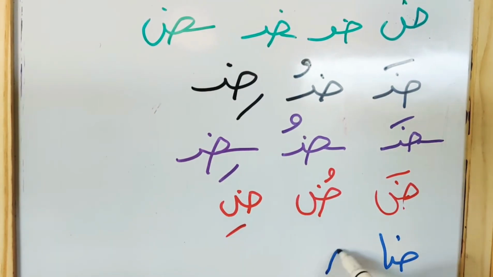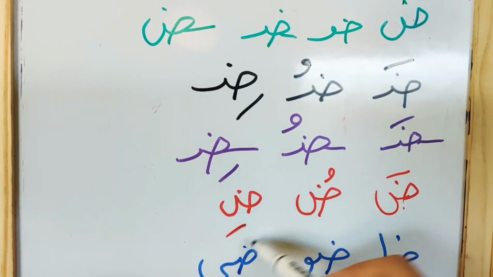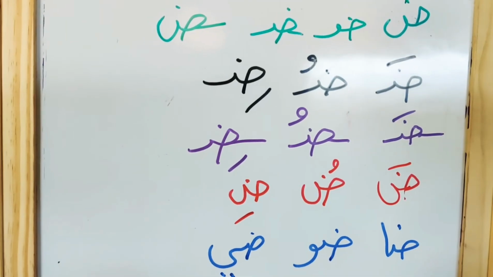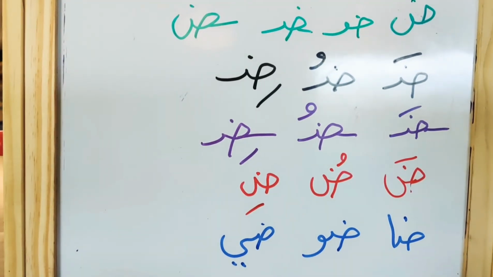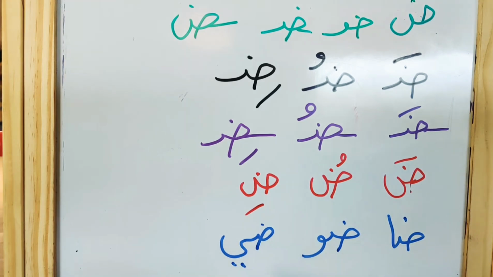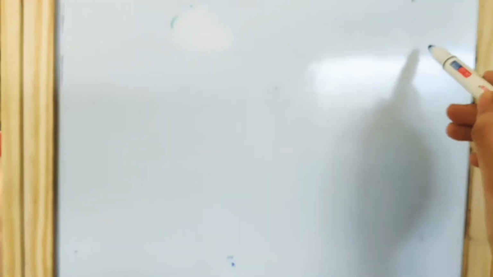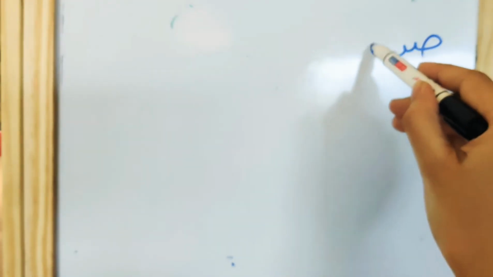We have Lad with mad bil alif, Lad with mad bil waw, and Lad with mad bil ya. This is how we read it. La, lu, li. It's long, it's stretched. It's not fast, it's not quick, it's not a short vowel, it's a long vowel. La, lu, li.